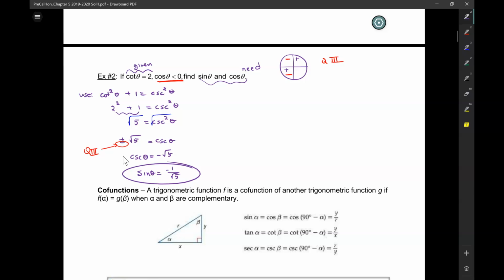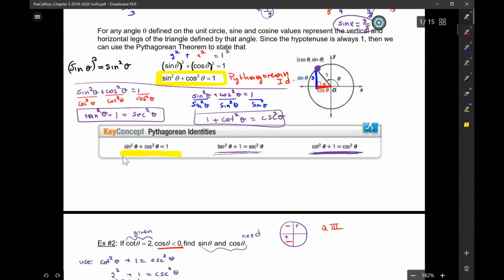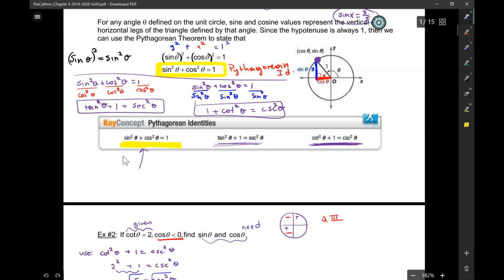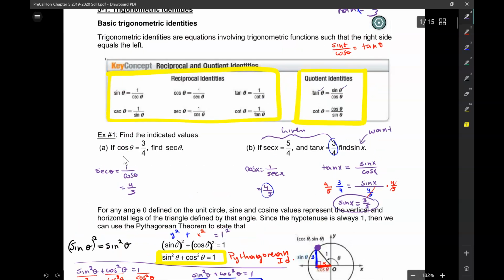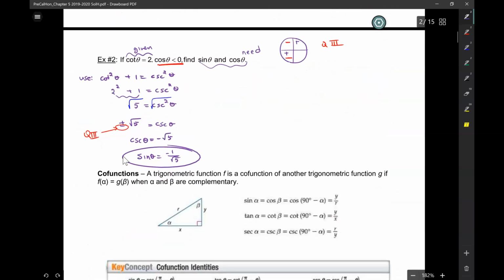I need cosine. So now look. If you have sine and you want to find cosine, this is totally acceptable to use. In this case, not only do we have sine, we also have tangent, so that's also acceptable to use, right? And it's up to you which one you want to do. I want to go with the tangent this time just because it's less math, okay? So I say tangent of theta is sine theta over cosine theta.